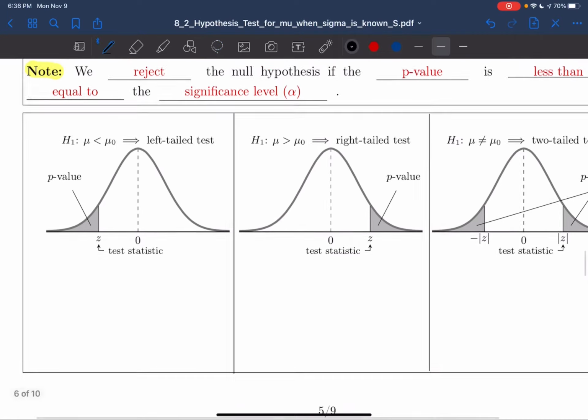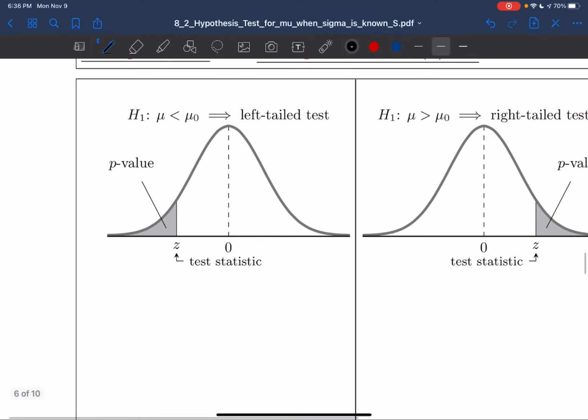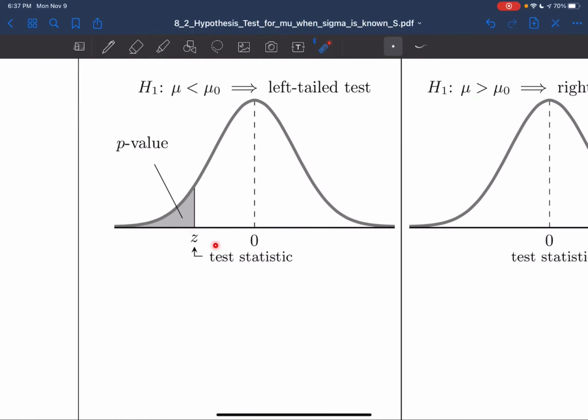Okay, so how do you find the p-value when you're dealing with a left tail test? Remember, the left tail test is when your alternative hypothesis is mu is less than some value, mu naught. So here we have the test statistic z. Your p-value is going to be the area to the left of that value here.